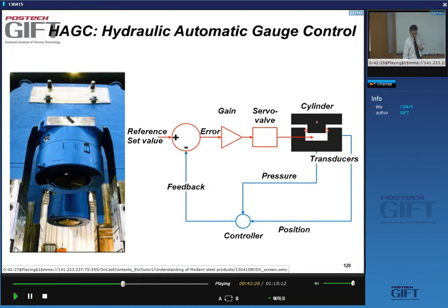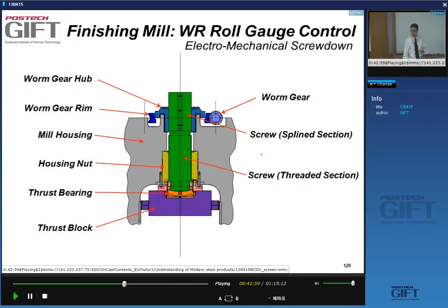So this is the same cylinder. You have oil here. You can measure the position of the cylinder and the oil pressure. And via a control system you can change the pressure and the position of this cylinder. If it's a hydraulic, oil-based system, the response time is very, very short. If you have an electromechanical system, that is different.